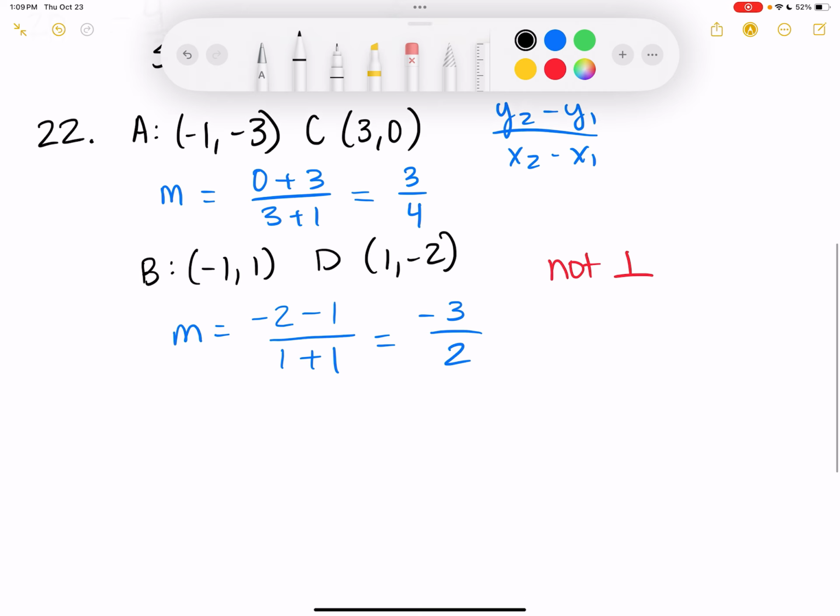And later on, we're going to get to questions where they give you two lines and they're going to ask you if they're parallel, perpendicular, or neither. So just be aware that that's also coming down the line in just a minute.